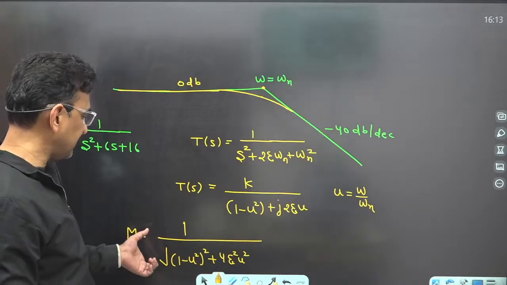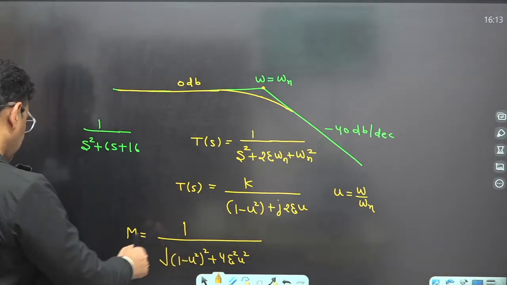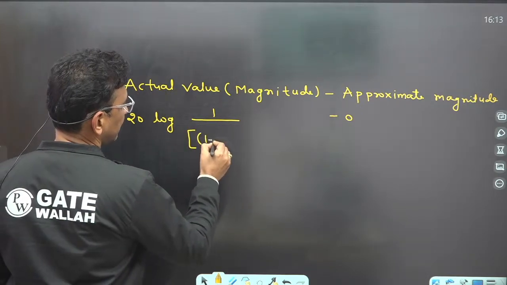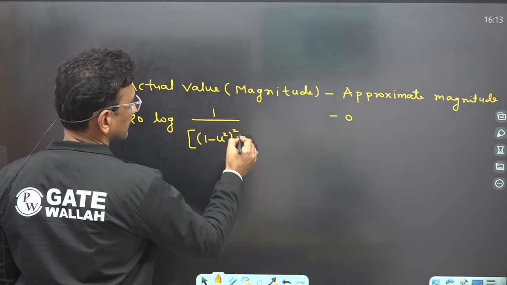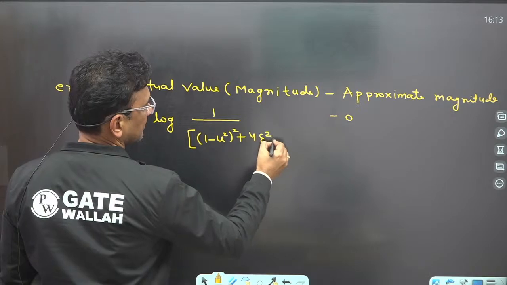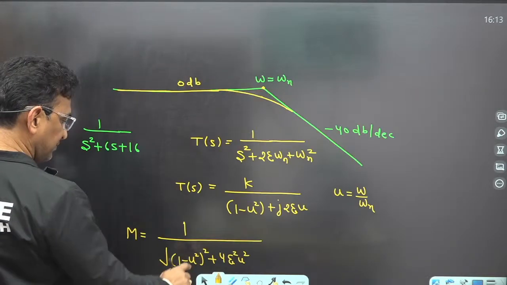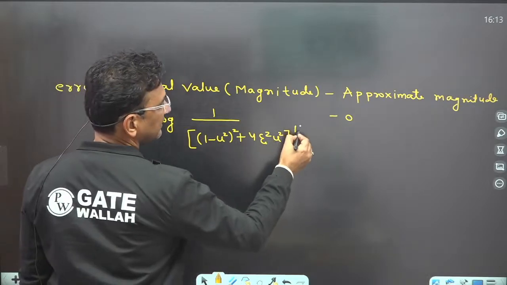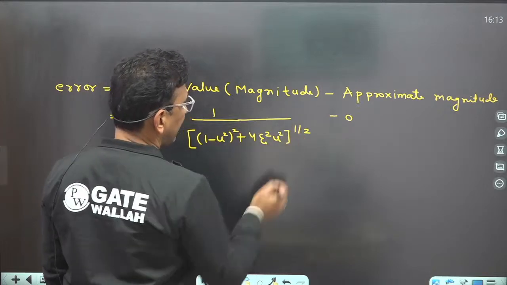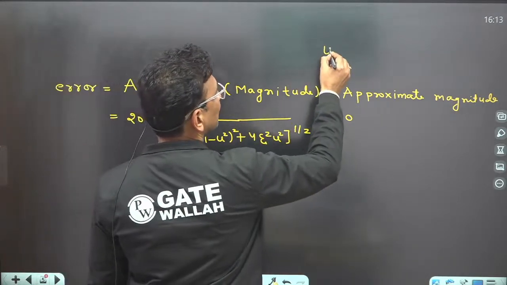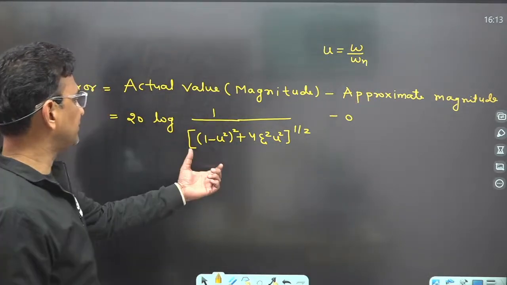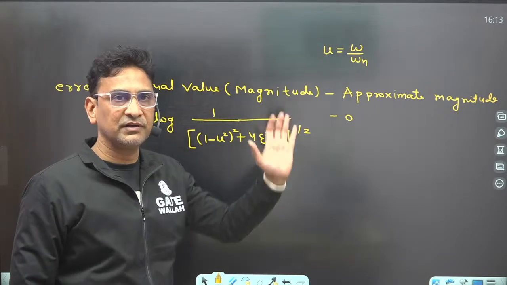If I convert this magnitude into decibel units, it will be 20 log 1 upon under root (1 minus u square) whole square plus 4 zeta square u square, under root meaning raised to the power 1 by 2. Clear? So this is the magnitude at any frequency u, and u is nothing but omega upon omega n. This is the actual magnitude of the Bode plot at any frequency omega.